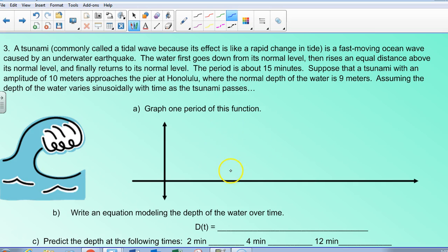What can you tell me about this one? The period is about 15 minutes. A tsunami with an amplitude of 10 meters approaches the pier in Honolulu, where the normal depth of the water is 9 meters. Okay, so at time 0, before anything happens, where's our water line at? 9 meters. Okay? What happens? It goes up. Well, it does go up 10 eventually, the amplitude is 10, so it goes up to 19. But what does it say it does first?